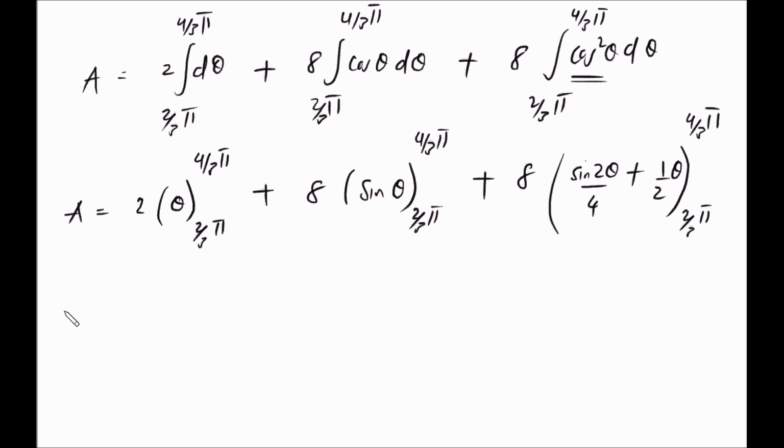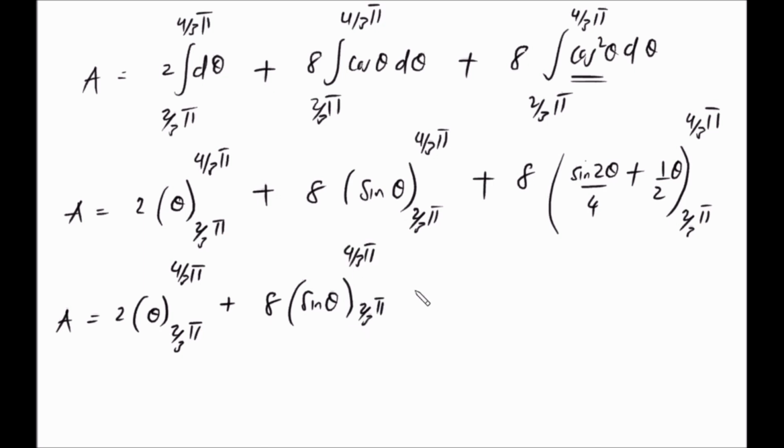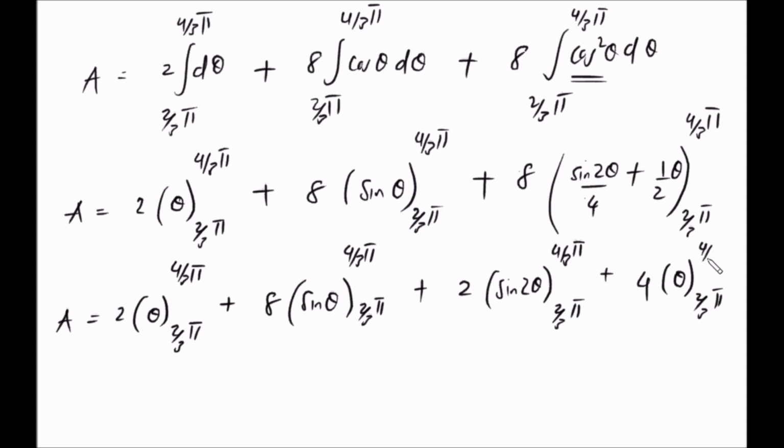So this will be our area: we are going to have theta from 2/3 pi to 4/3 pi, plus 8 sin theta from 2/3 pi to 4/3 pi, plus 8 divided by 4 is 2, so we have sin 2 theta from 2/3 pi to 4/3 pi. 8 divided by 2 is 4, so we have theta from 2/3 pi to 4/3 pi. So now let's insert these limits of integration.